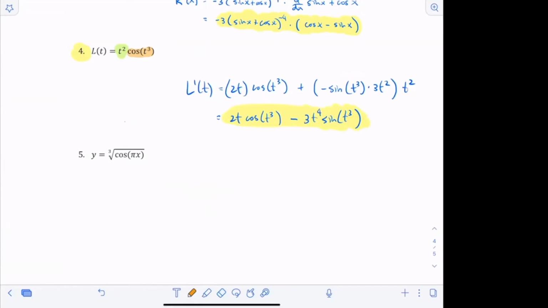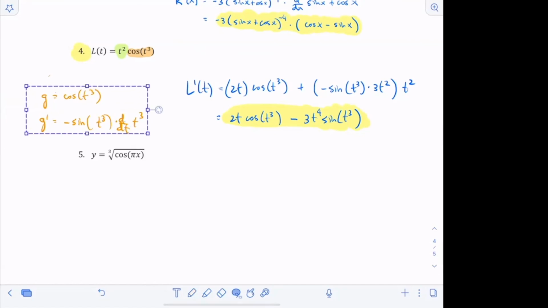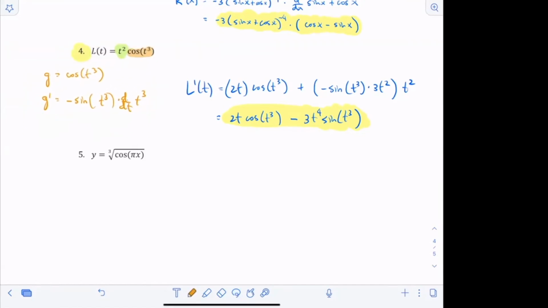So if I call my g cosine of t cubed, then when I calculate g prime, the derivative of the outside function is negative sine. You got to keep the inside, which is t cubed, and multiply by the derivative of the inside, which is the derivative of t cubed. So that's going to be negative sine of t cubed times 3t squared. Does that make sense?